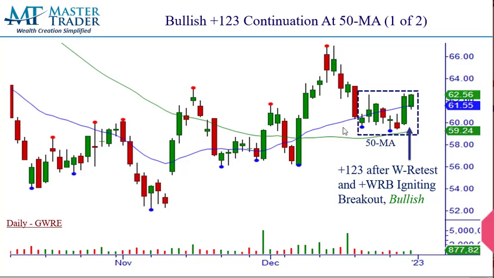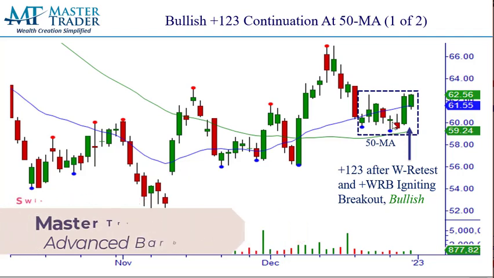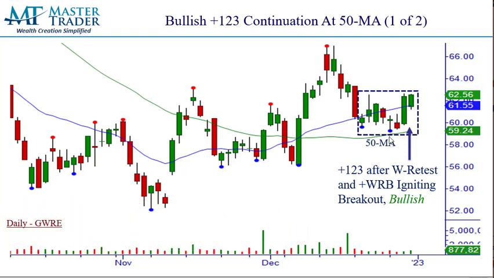So this actually was what we call a W retest pattern. It made a lower low and it snapped right back, closed with a bottoming tail at the 50-period moving average, had a red bar here that was ignored, and a closing breakout over 1, 2, 3, 4, 5, 6 bars.